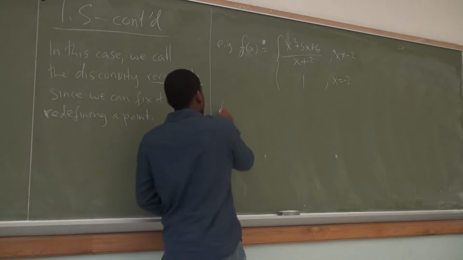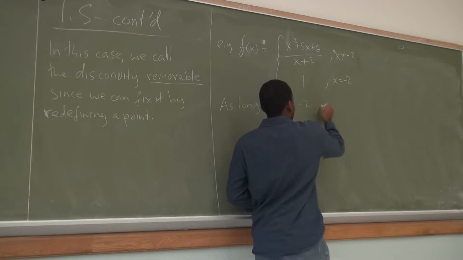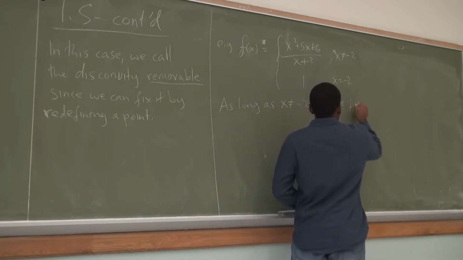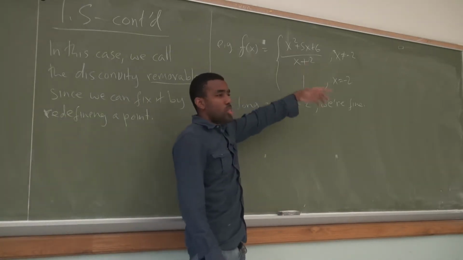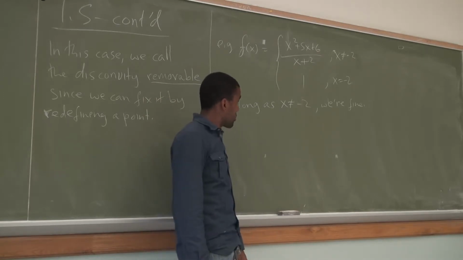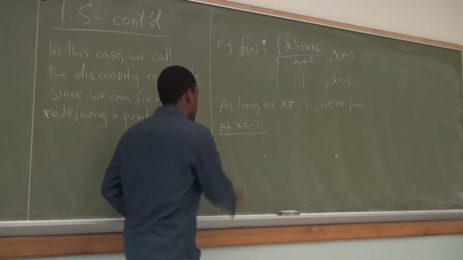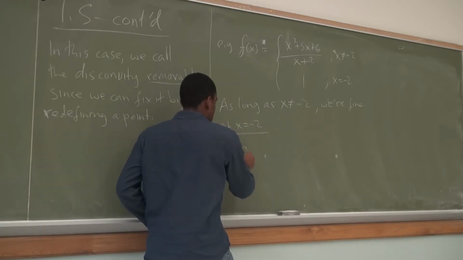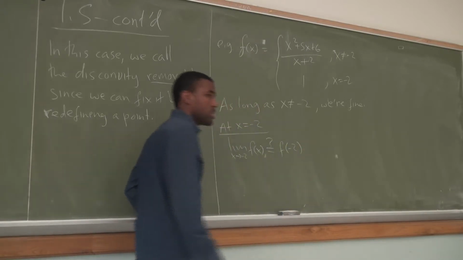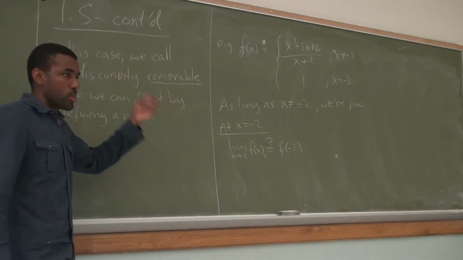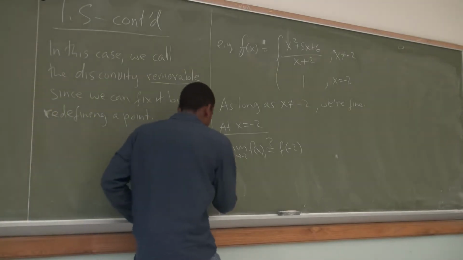As long as x is not minus 2, we're fine, because then the denominator is not 0, and we can get real numbers from this. Now at x equals minus 2, what happens? You have to check, does the limit as x approaches minus 2 of f of x equal f of minus 2? That's the question. If that's true, then it's also continuous at minus 2. If it's not true, then it's discontinuous at minus 2.